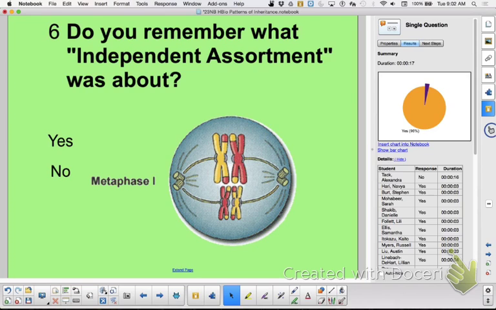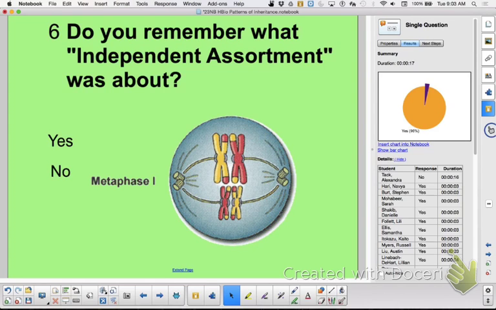Okay, here we go. Now, stop and focus. Independent assortment, okay? That's only going to happen in meiosis, not in mitosis. In independent assortment, that's when the homologous pairs are in the middle. What stage?